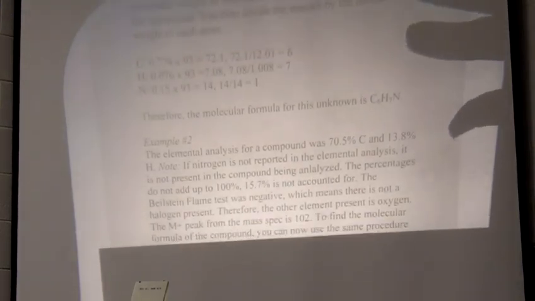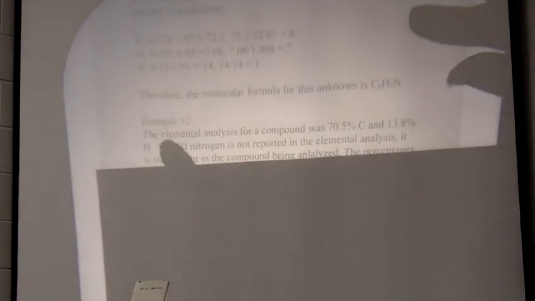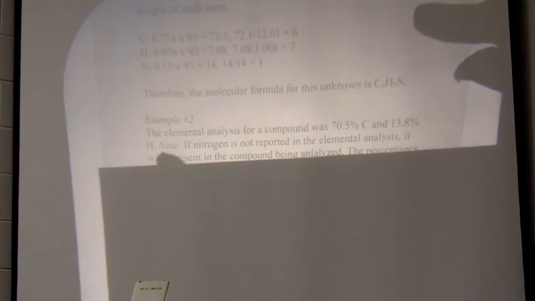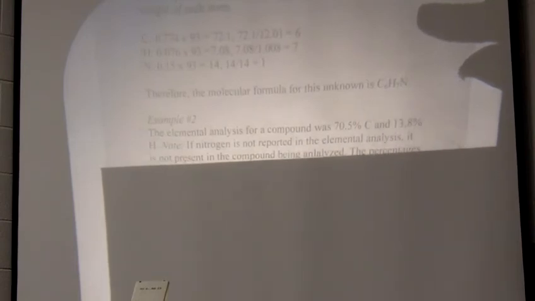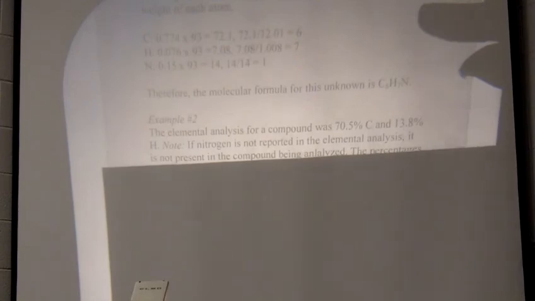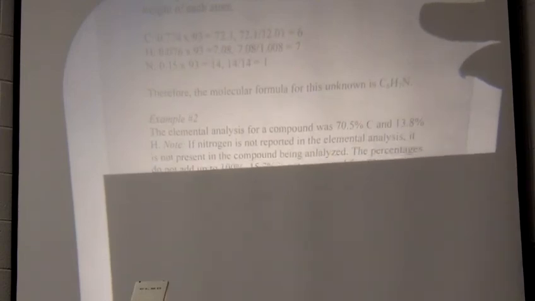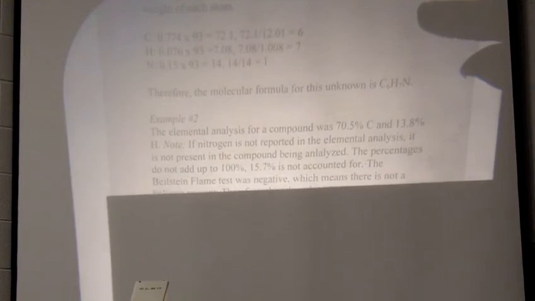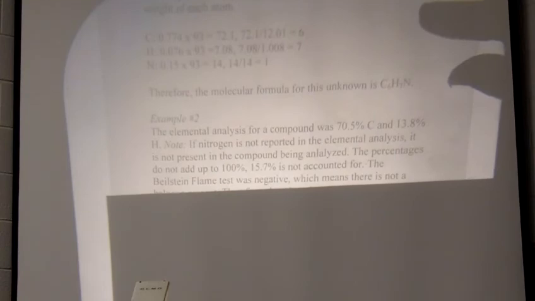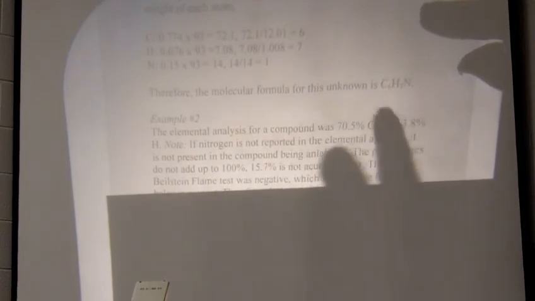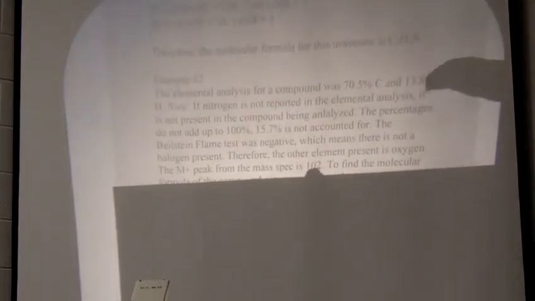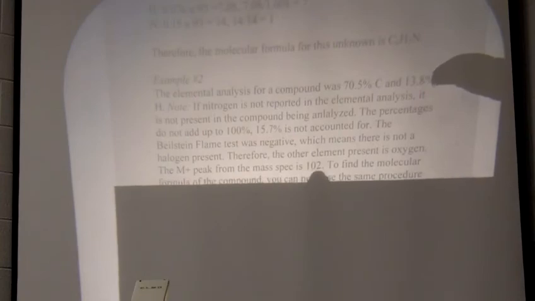So this is an example of where we have oxygen, with example 2. We have 70.5% carbon and 13.8% hydrogen. That does not add up to 100%, but we don't have any nitrogen in it, and we got a negative flame test, okay? So we don't have any halide present. From these two, what is left unaccounted for is 15.7% of the mass. We had a mass spec, and the molar mass was 102.